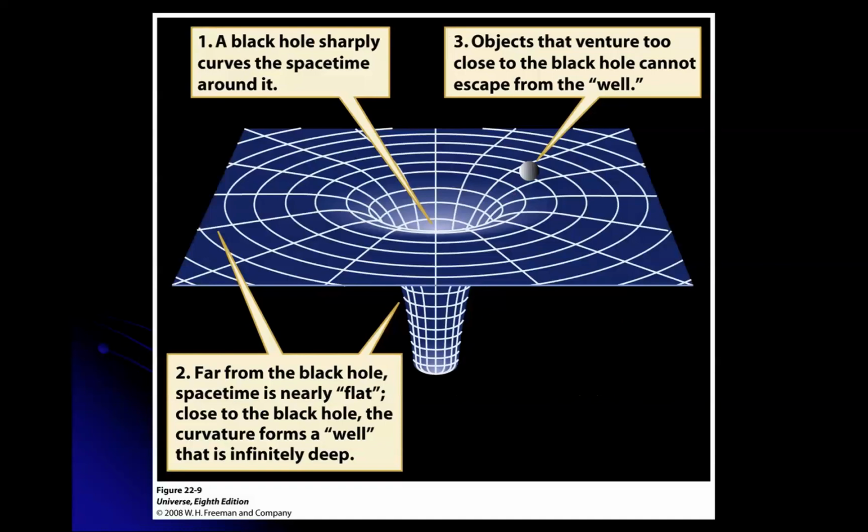This is the same kind of picture that you saw earlier. Only difference is this is for a black hole, and a black hole is often described as a tear in space-time. The curvature, the well formed by the black hole, is so deep and so sharp that it causes a tear in space-time.